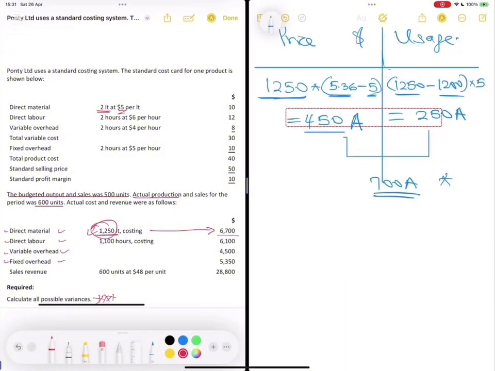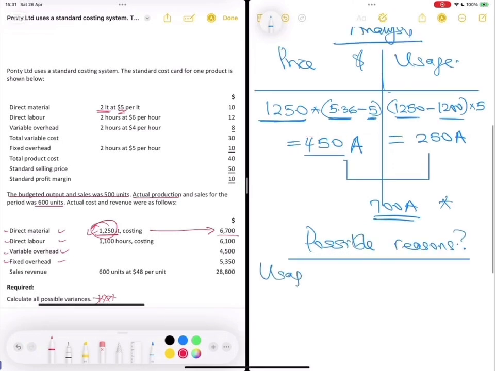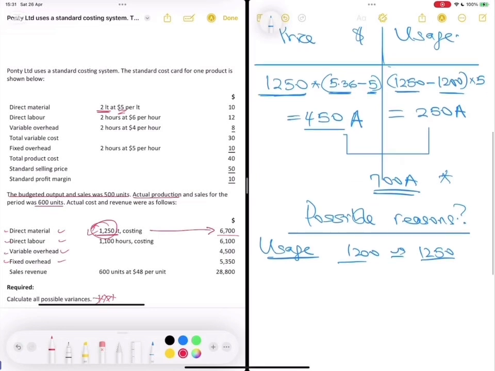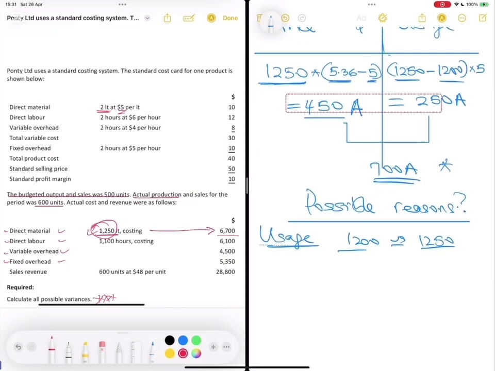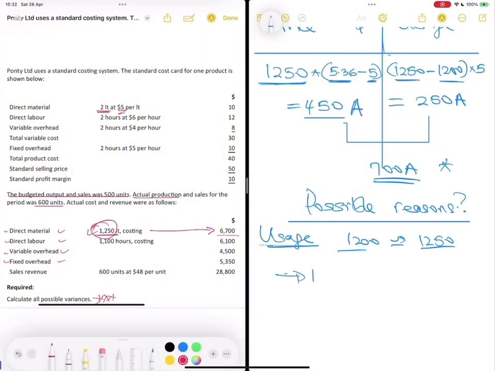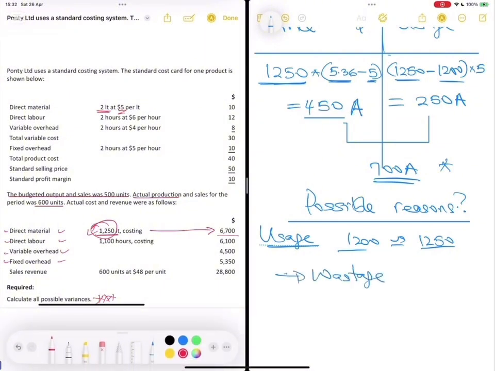You can be asked to also probably come up with possible reasons why there will be variances in material. Yeah, let's look at usage first. Yeah, 1,200 versus actual 1,250. Why are we consuming more? What are the possibilities why we're consuming more? There could have been some wastage, like Fantastic. There could have been wastage. And this wastage is tied to labor skills. Because if you have a staff that doesn't know what it's doing, they're just wasting your materials.